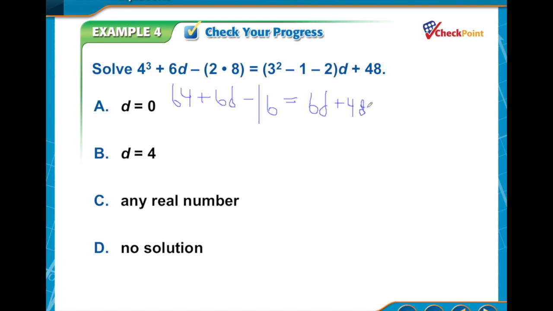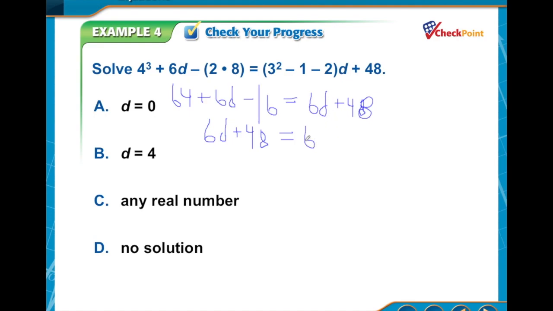Good, so 64 plus 6d minus 16 equals 6d plus 48. Excuse me, this is an 8. Okay, so we've got 64 minus 16. That's just a number, I can simplify that. So 64 take away 16. If I took away 10, that would give me 54, and if I took away 6 more, that would give me 48. So this is 6d plus 48 on the left. And if we look at what we have on the right, we have the exact same thing, 6d plus 48. We don't have to change anything there.